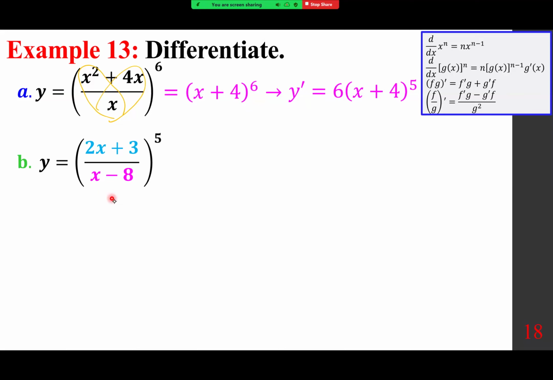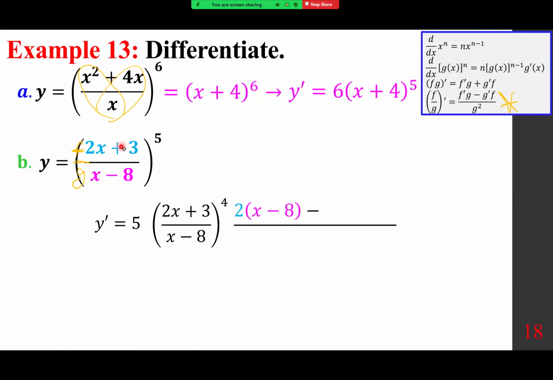It's that simple. So sometimes, we can take the easy way out. But over here, there is no way to simplify it. I have to go with the extended power rule. So 5 times the same thing to the power of 4. And now times the derivative of the inside, which requires the quotient rule. And so this is the f function. This is the g function. f prime g, so f prime is 2 times x minus 8, minus g prime. The derivative of the bottom is 1 times 2x plus 3, and the bottom squared. And now you're done with calculus.